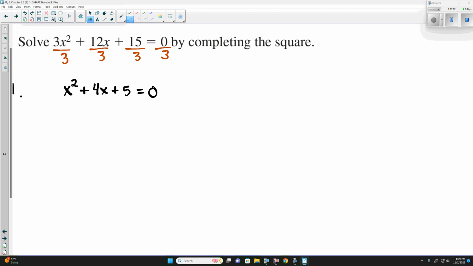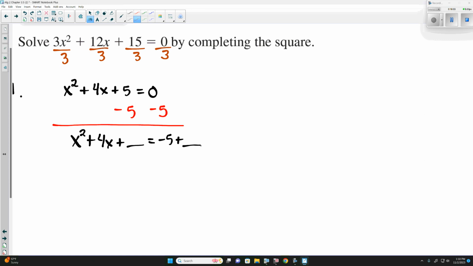Because the main first step with completing the square, we need the number in front of x squared to be 1. And more specifically, we need it to be positive 1. So if it had been just negative x squared, we would divide everything by negative 1 to get what we need. Now we're going to subtract 5 from both sides and leave 2 spaces. So we have x squared plus 4x plus blank is equal to negative 5 plus blank.